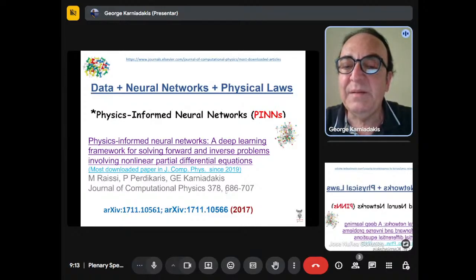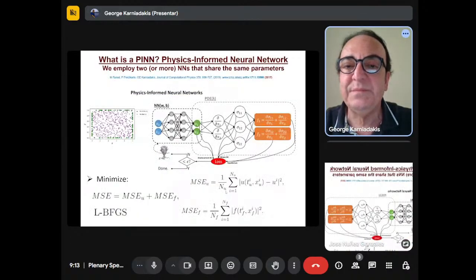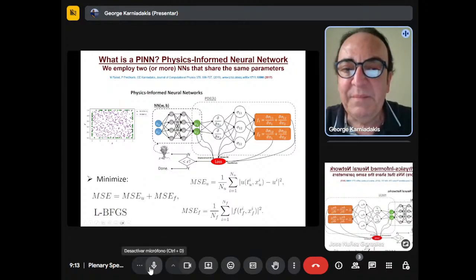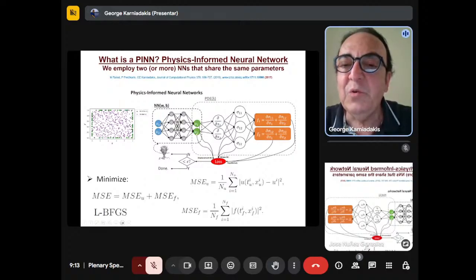Any type of data: noisy data, clean data, multi-fidelity data, multimodal data, and physical laws, in our case the Navier-Stokes equations. So here's what, if you have not seen any PINNs before, here's one PINN. In the first dotted line we have x1, x2, the blue circles, as the input, and then u1 and u2 will be the outputs.